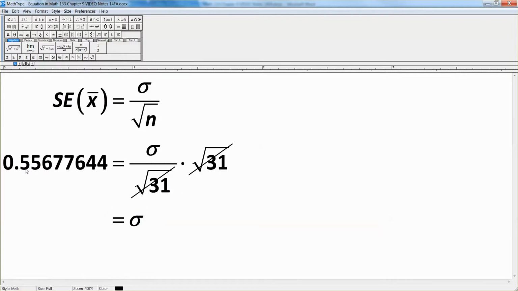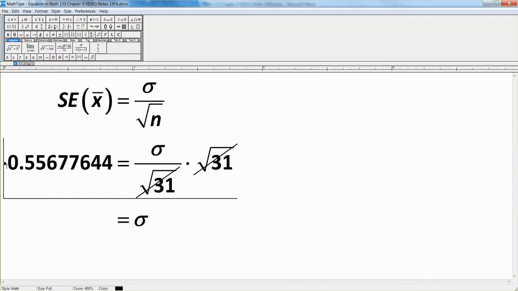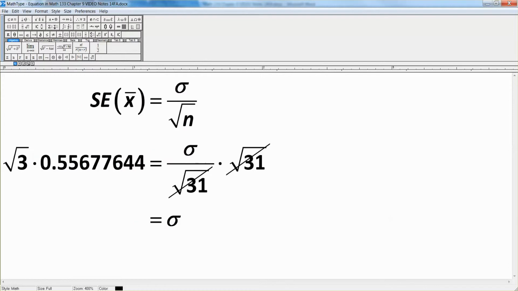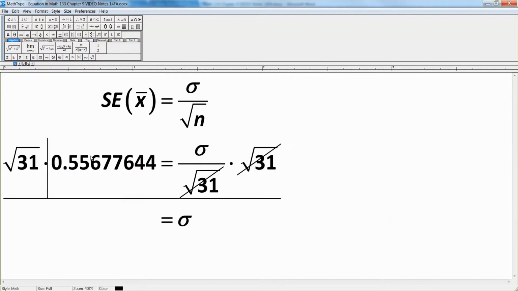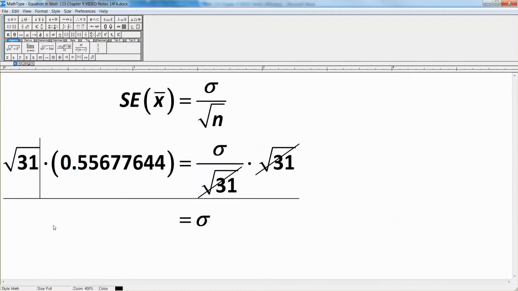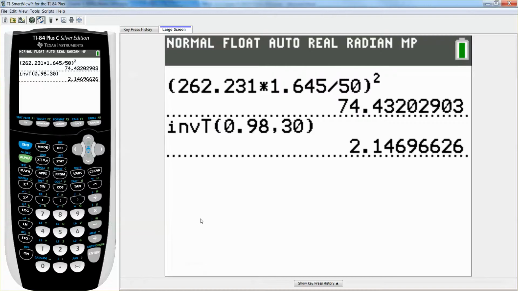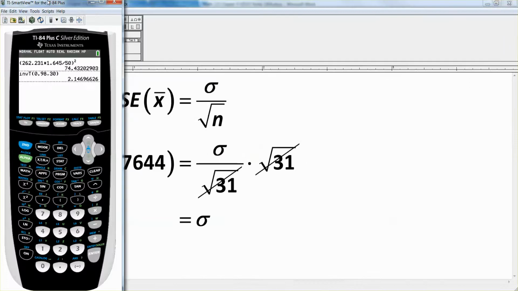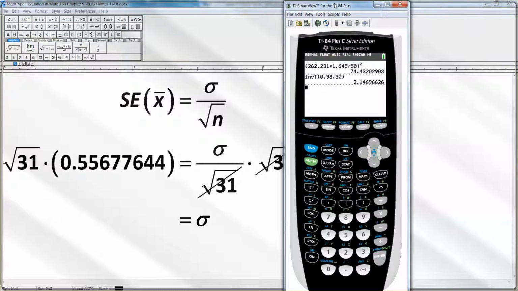Okay. But you can't do it to the left-hand side without doing it to the right-hand side. Otherwise, it's not fair. So you've got to multiply by the square root of 31 over here as well. So take this number and multiply it by the square root of 31. So I'm going to grab my calculator. I'm going to need it moved over so I can see what I'm doing.